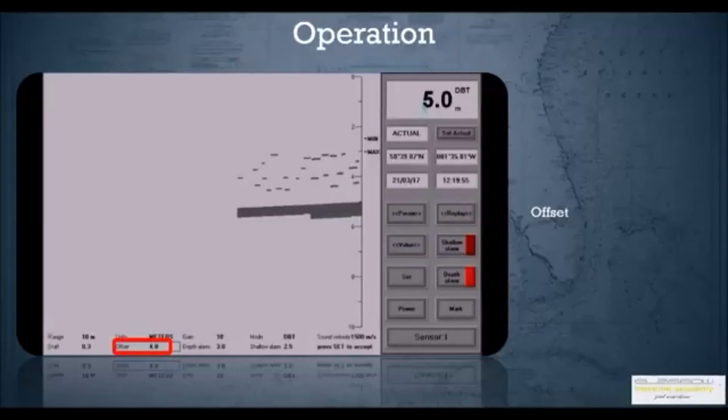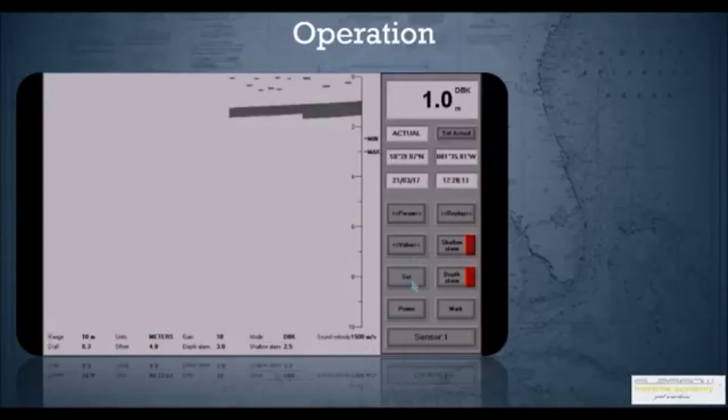So if I set it to 4, actual depth was 5, but then if I change it to depth below keel mode, then it shows me a 1 meter DBK. So that's trying to be extra safe.